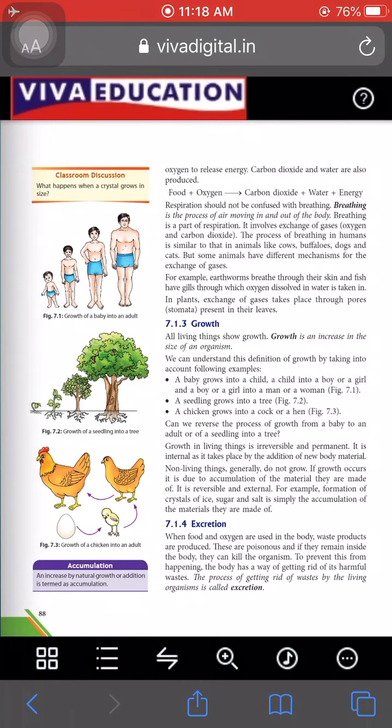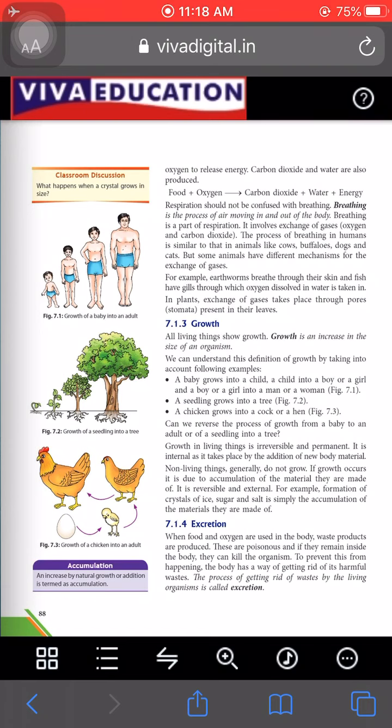When we eat food, the food is mixed with the oxygen that we take from the surroundings with the help of trees. Food mixed with oxygen forms carbon dioxide, which we release as a waste material in a gaseous state, plus water, and it also provides energy to our body. This is the important chemical reaction: food plus oxygen gives carbon dioxide plus water plus energy.